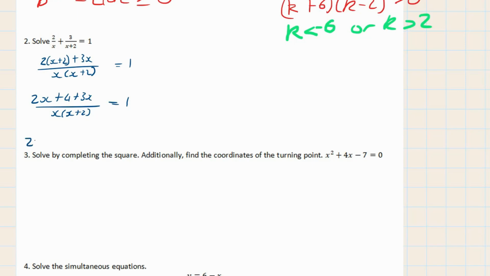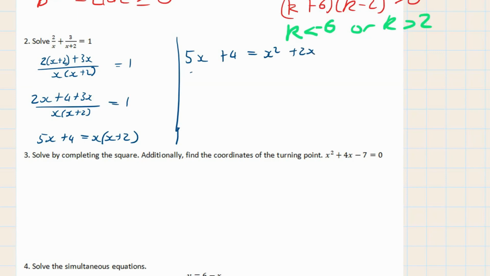Next line, I'm going to bring the denominator across. Actually, I could say, what could I say there? 2x plus 3x is 5x, couldn't I? So I could go 5x plus 4 is equal to x bracket x plus 2. And that will give me, let's just expand that bracket out. 5x plus 4 is equal to x squared plus 2x.